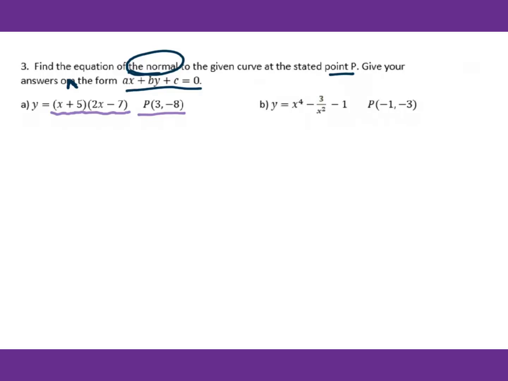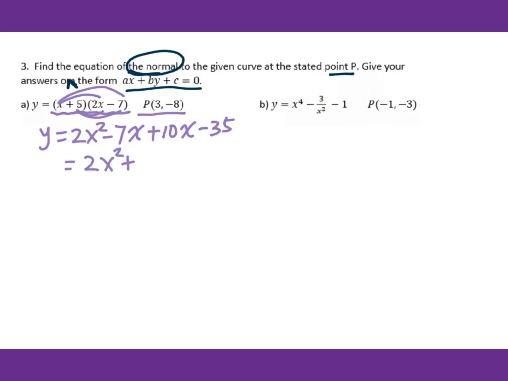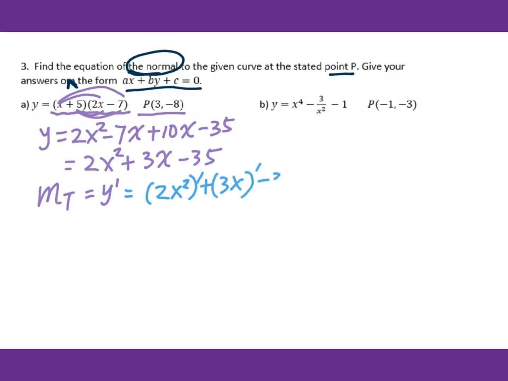First of all, you need to do the FOIL. y equals 2x squared minus 7x plus 10x minus 35. So we have 2x squared plus 3x minus 35. Then we go to slope of tangent line equals derivative. 2x squared, we do derivative, plus 3x, we do derivative, minus 35, do the derivative. You will get 4x plus 3.